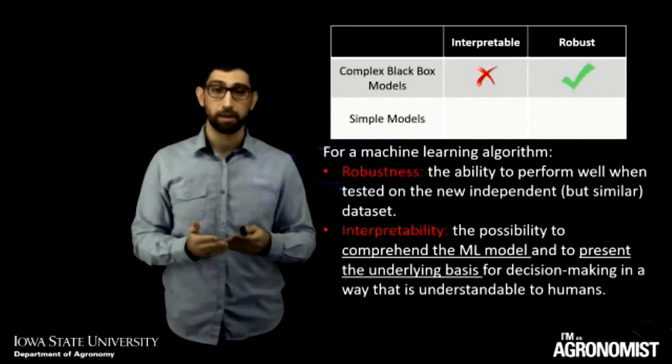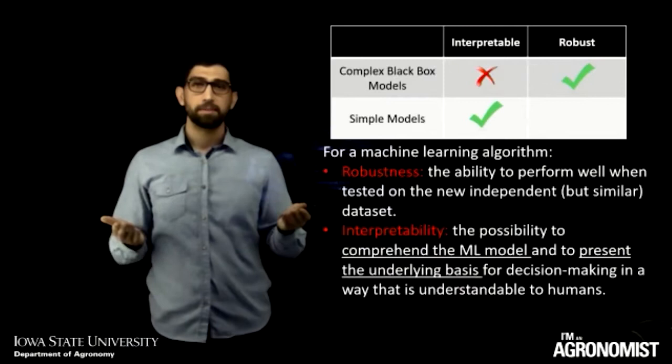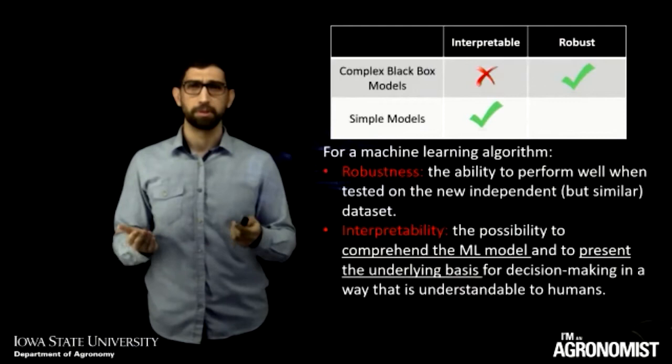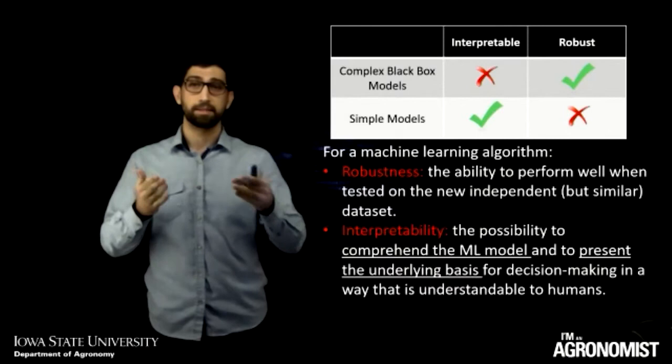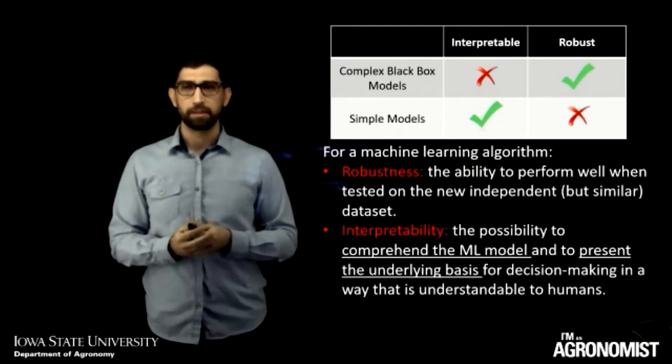So it is opaque. On the other hand, simple models like the most basic model, the linear regression model, are somewhat interpretable, but their robustness lacks, especially with complex, modern data sets. And this creates a tension between interpretability and robustness.